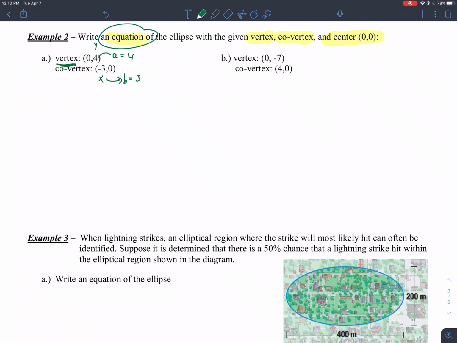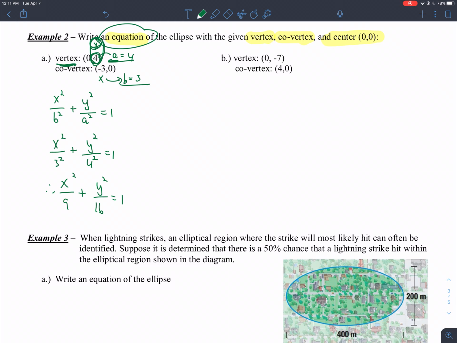Okay, so since the vertex is on the y-axis, I know my formula looks like this: x squared over b squared plus y squared over a squared equals 1. Because my vertex is A, and that's on the y-axis. Okay, and so what I can do now, I have A, I have B, I can plug it in and I have the answer. It's very quick actually. I have x squared over 3 squared plus y squared over 4 squared equals 1, and so you just have this.